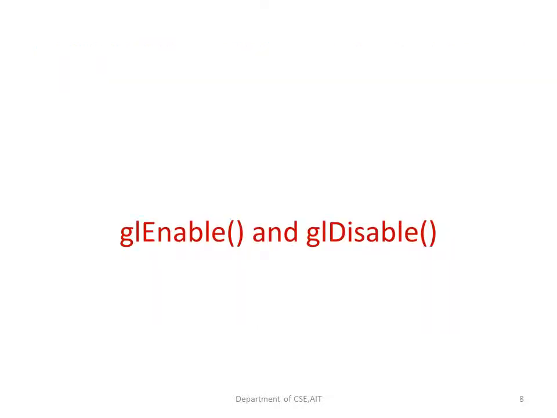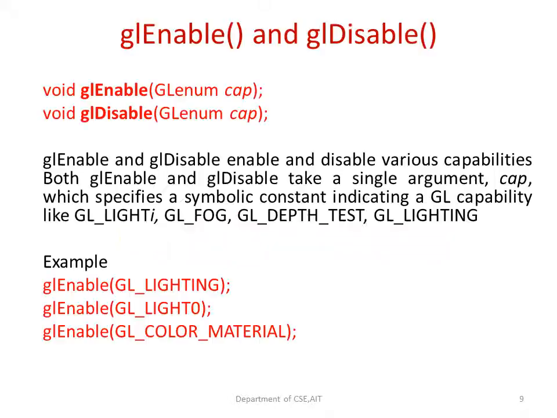Whenever we want to switch on some properties or switch off some properties, we need to make use of glEnable and glDisable. These APIs are usually used with many common properties. They can be enabled or disabled by making use of the APIs glEnable and glDisable.